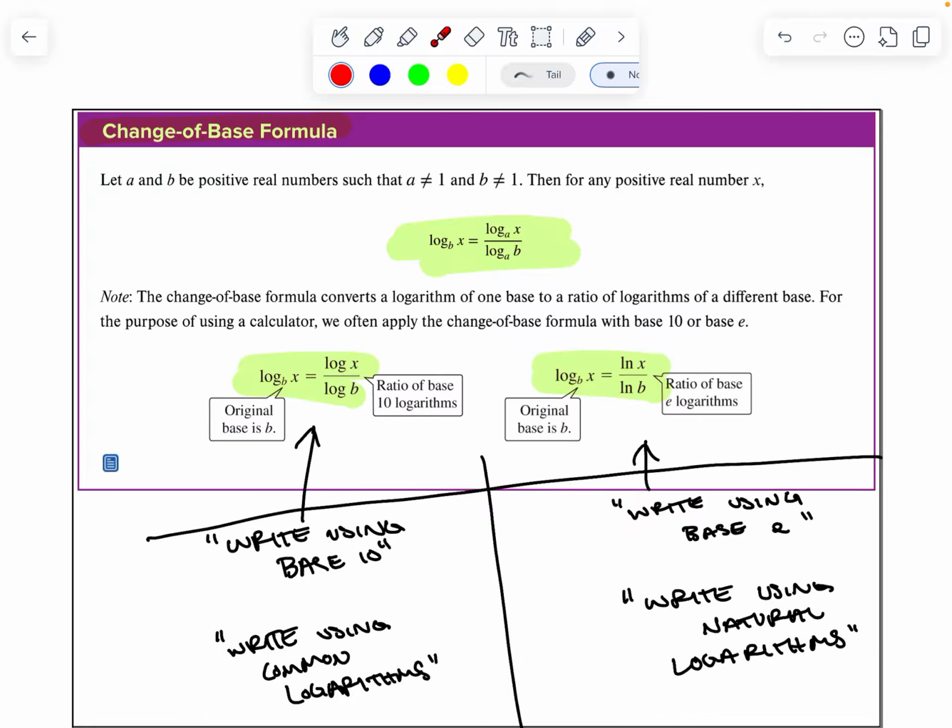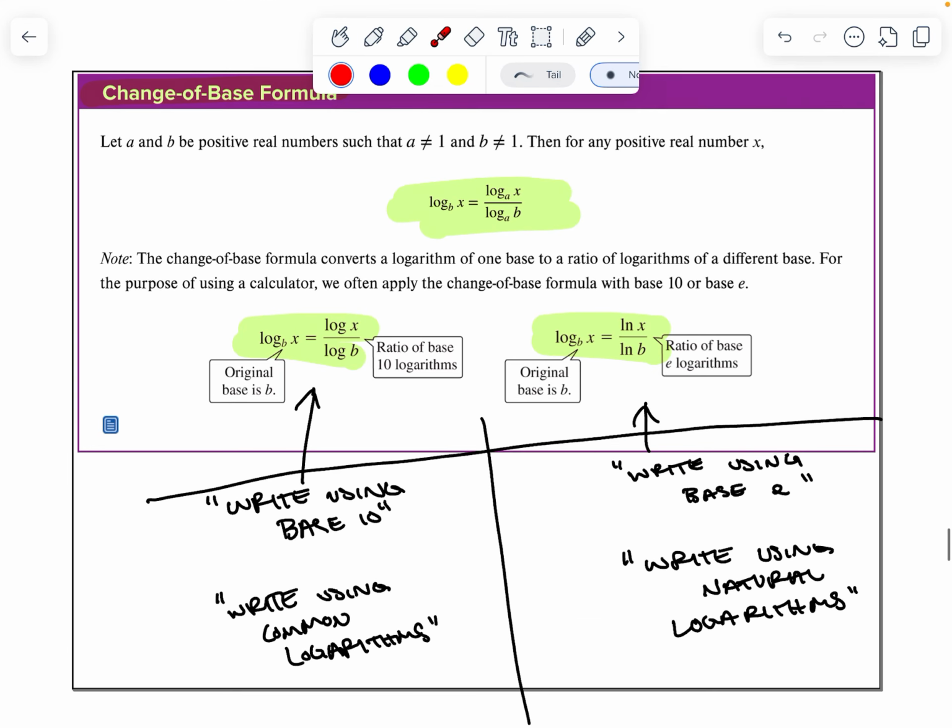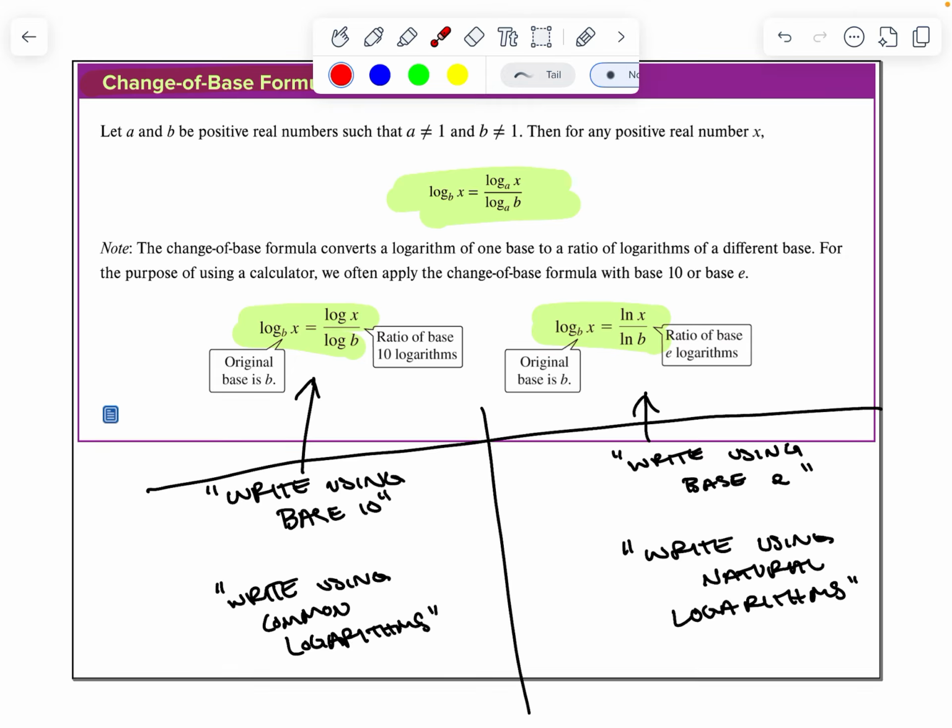So in a problem on Alex, it might say write using base 10, write using common logarithms. That means we need to use one without a base. Base 10 is understood here. Common logarithms are an understood base 10. Write using base E, write using natural logarithms. ln is the button there. Remember, ln is the same thing as an understood base E.